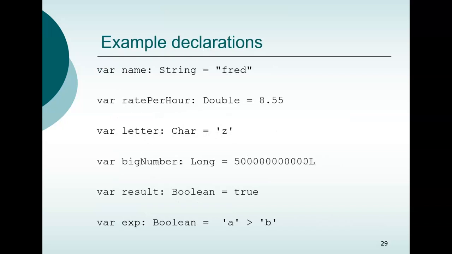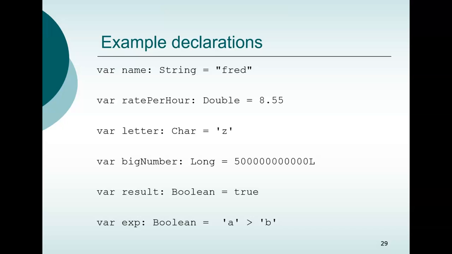Now, as we have seen, if you want to define a variable, here are some examples of declaring a variable. So var, here the variable name is name, and the type of variable is string. Then we assign it the name Fred. We have var ratePerHour. We are using the camel case. It is double, then we assign a value 8.55, which means it's a floating point number. Var letter is a char because we are storing a single character Z. And most often we use a single quotation if you want to assign a char value to a variable.